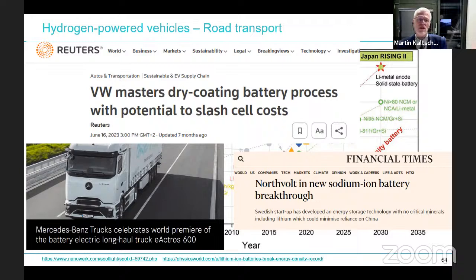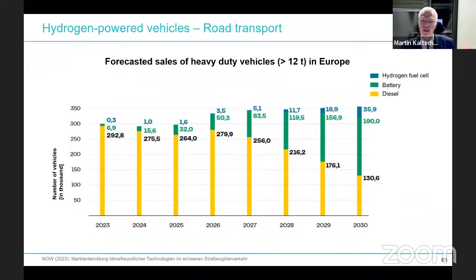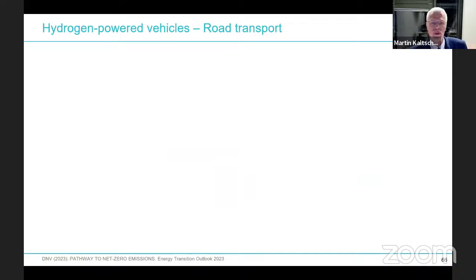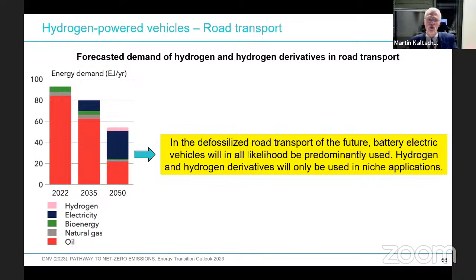And this is a new development in the last 2 or 3 years. It is also true that the big producers go for battery-driven trucks. This is what you can see here, a forecast of sales of heavy-duty vehicles: honestly, we do not see a lot of hydrogen fuel cell heavy-duty vehicles. We see mostly still diesel till 2030, but more than 50% is expected to be a battery-driven system.